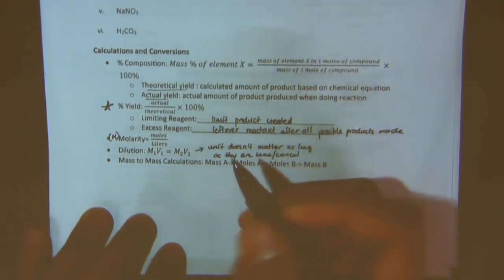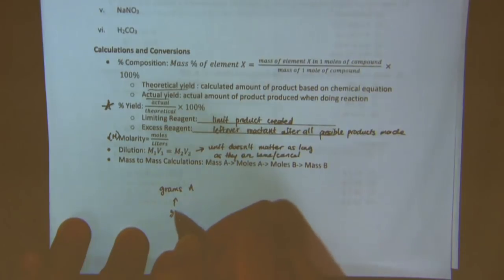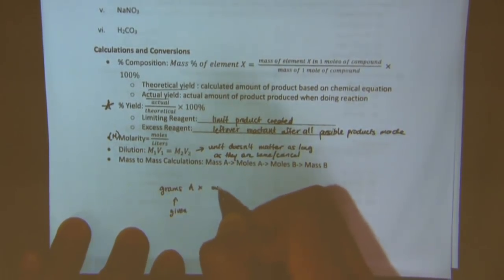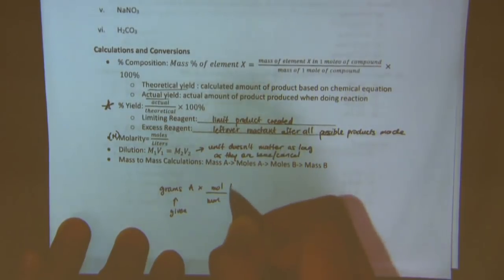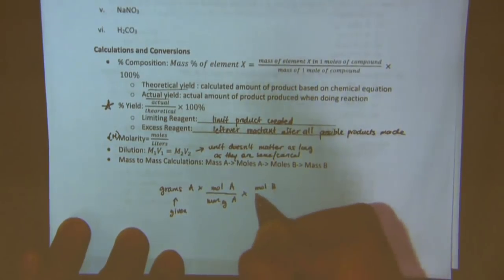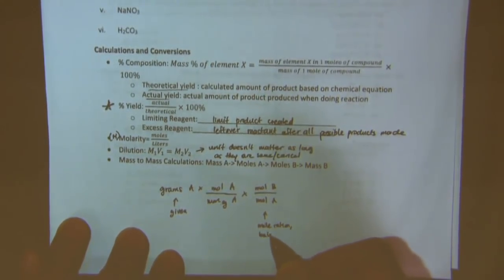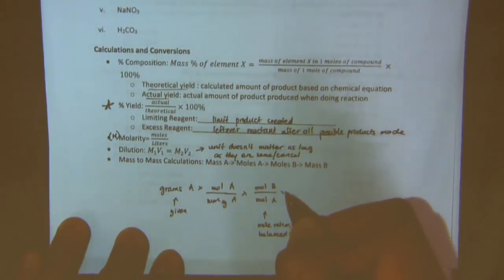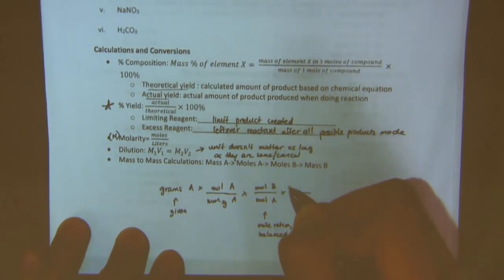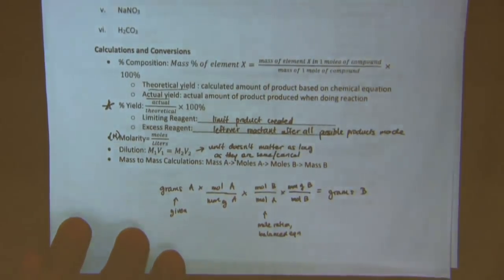And so for mass-to-mass calculations, we would take the grams, which would be given to us, of the element A. We would multiply by the molar mass, which is based on the periodic table. And then we would look at our balanced equation, and if it's not balanced, we would balance it, and this would give us the mole ratio. And then we would finally multiply by the molar mass of the element B. Okay, so we're good on that.